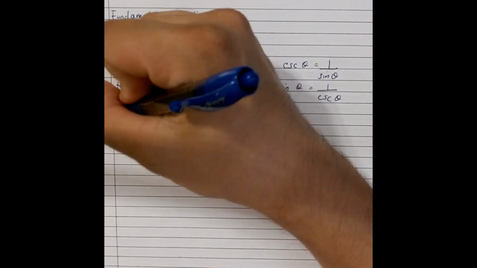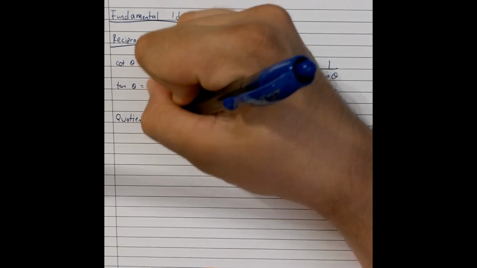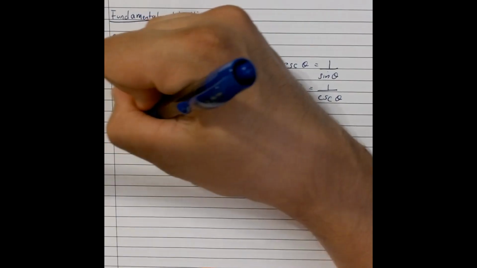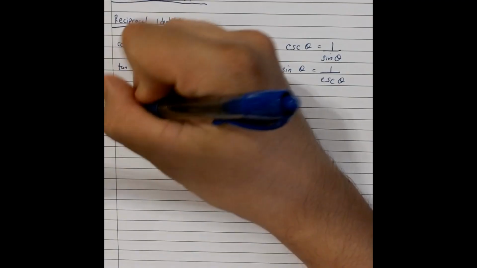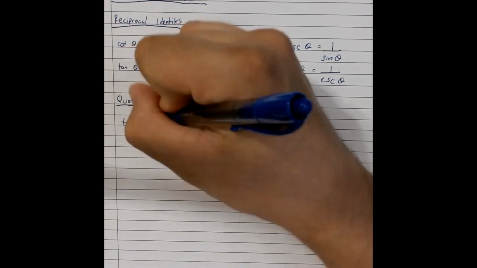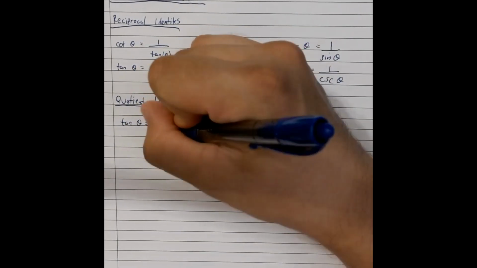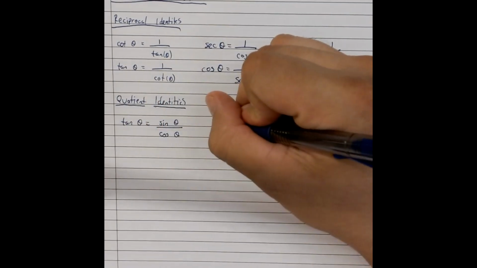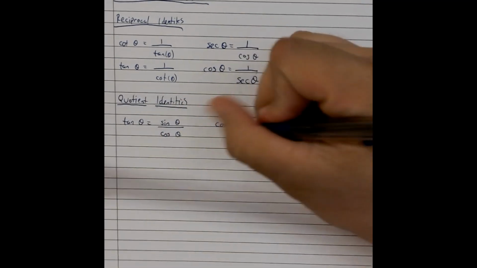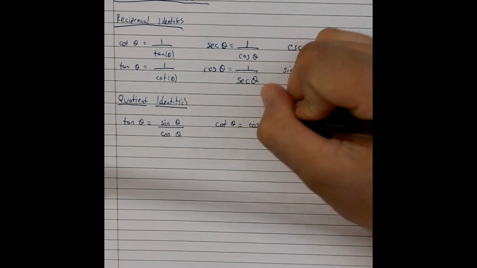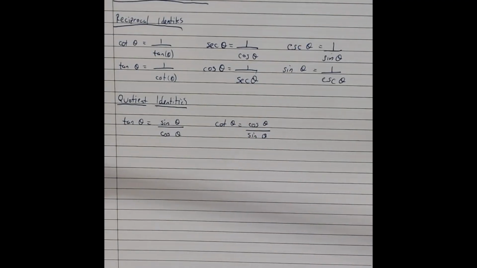We also have the quotient identities, which we see the tangent of theta set equal to the quotient of sine over cosine, sine of theta over cosine of theta, and the cotangent of theta, being the reciprocal of the tangent function, is simply the cosine of theta over the sine of theta, or in other words, the reciprocal of this one.